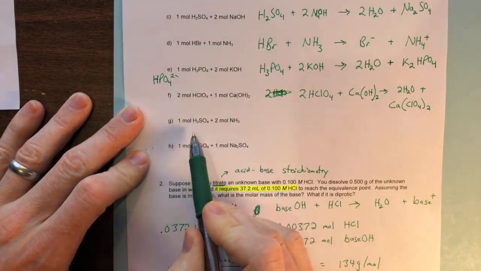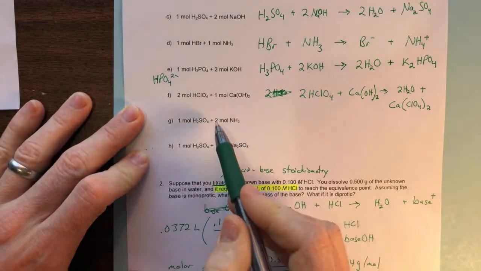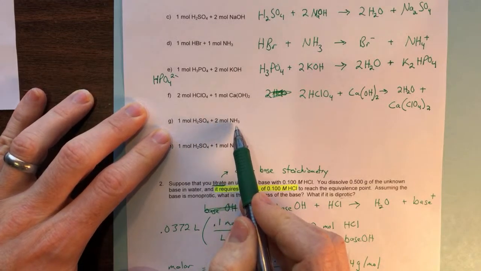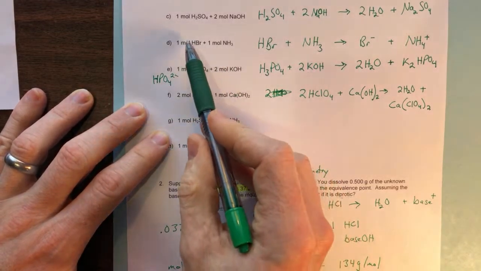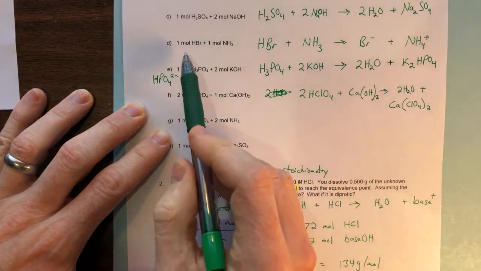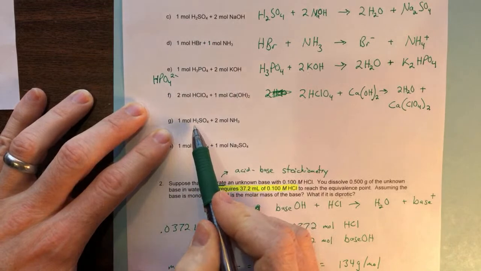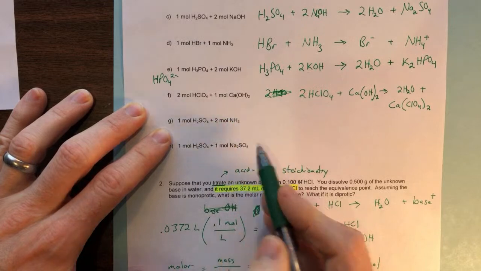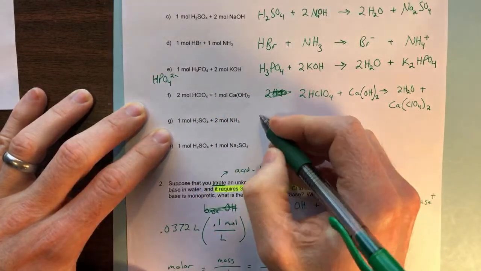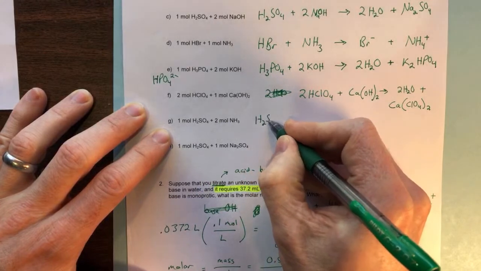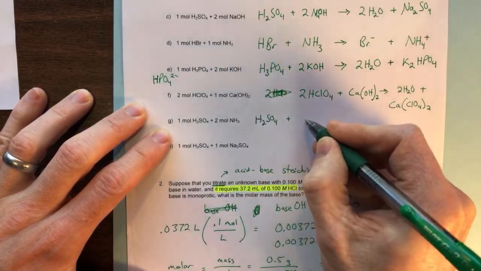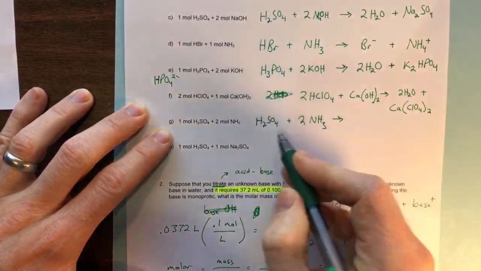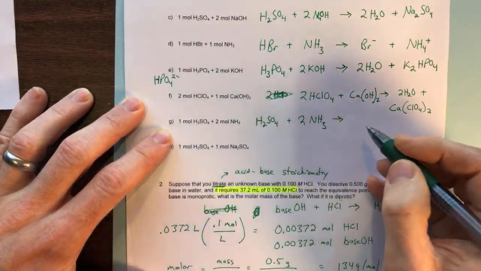We have 1 H2SO4, and in this case, yeah, this is interesting too. So we have 1 H2SO4, and we have 2 of these NH3s. So what's going to happen is, just like up in D, where you have the H going from the acid to the NH3, we're going to have the same thing going on here. The H's are going to go from H2SO4 to NH3. This is your acid, this is your base. So it's going to be H2SO4 plus 2 NH3. And essentially, it's going to look like this.